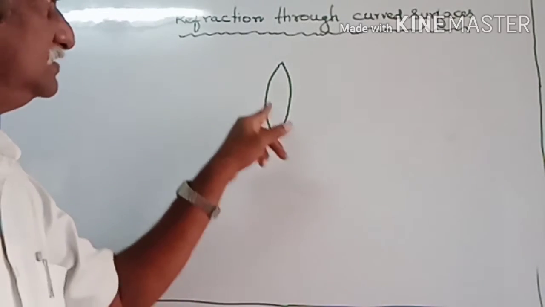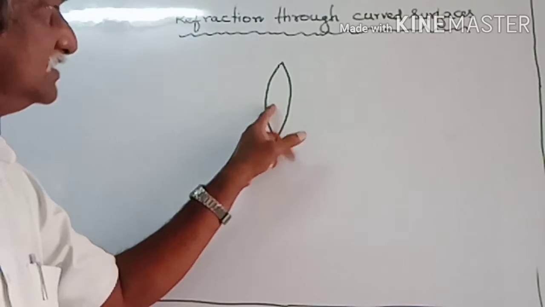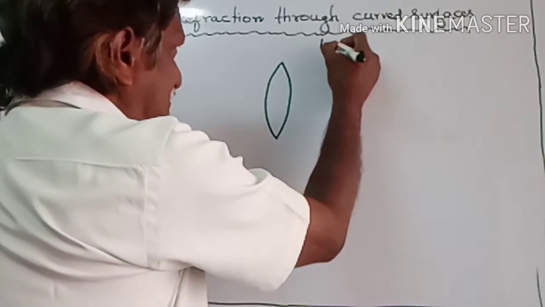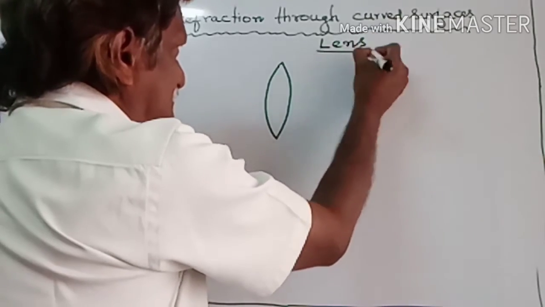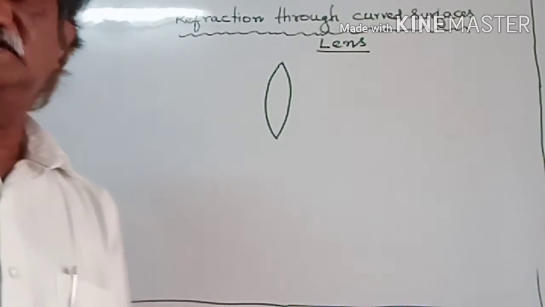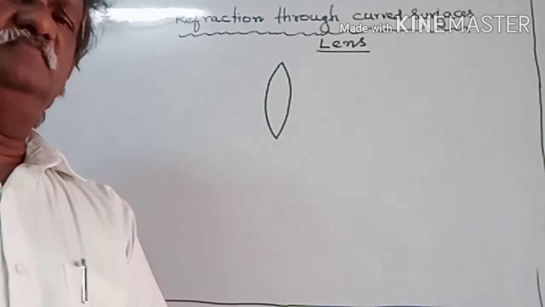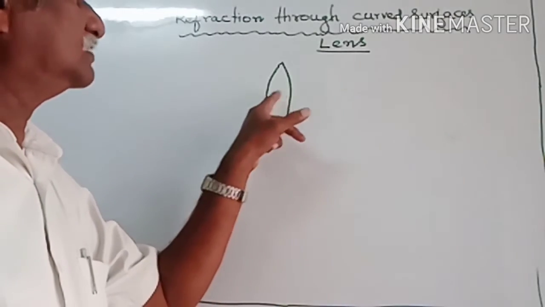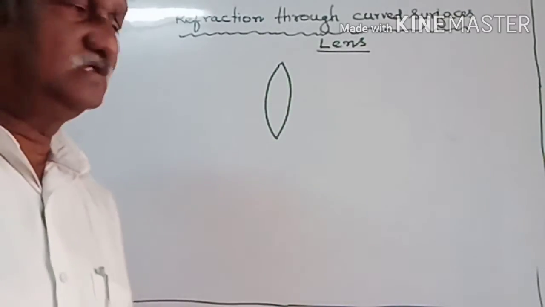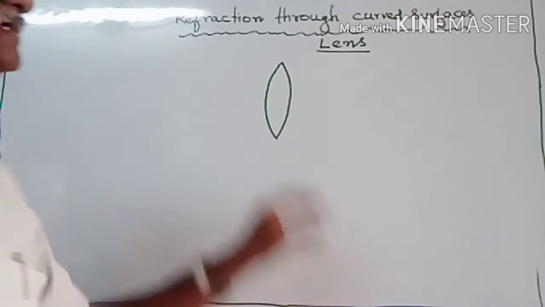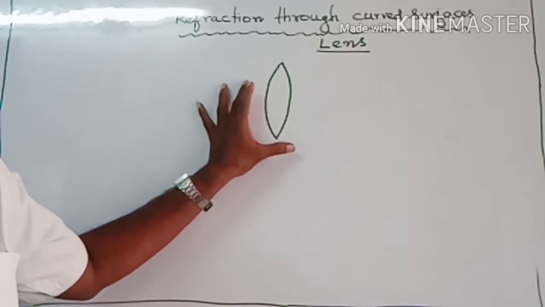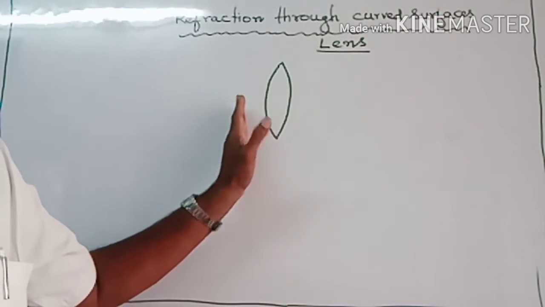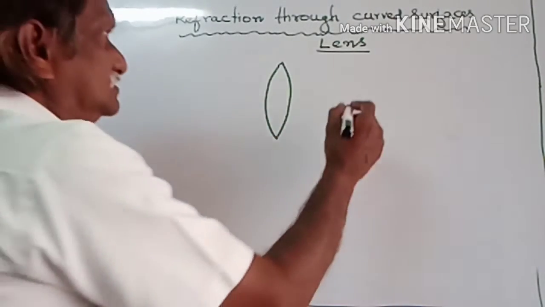If any medium is bounded by two curved surfaces, that is called a lens. So what does lens mean? A lens means a medium which is bounded by two curved surfaces. Then, in lenses, two types are there.